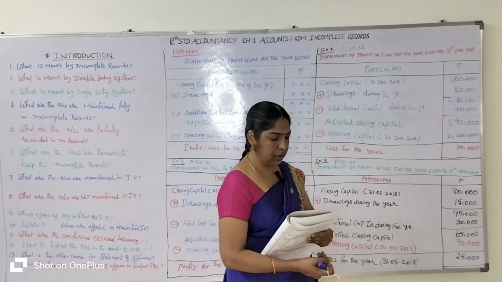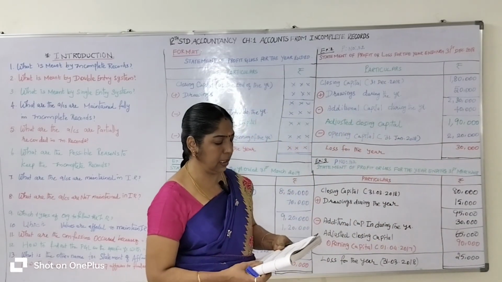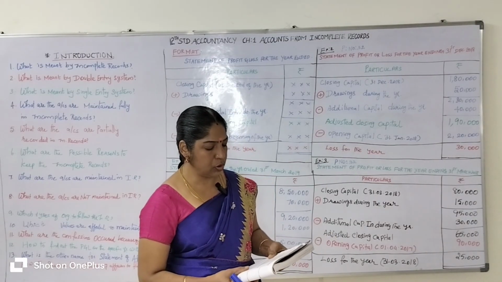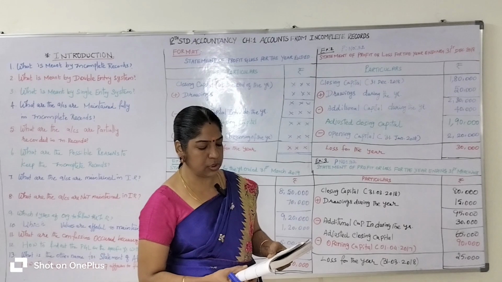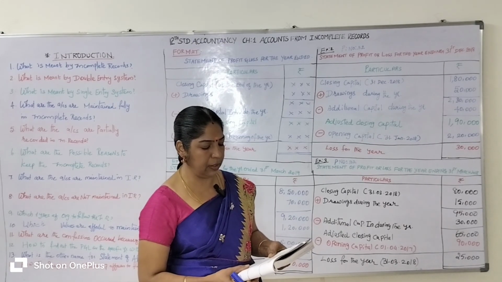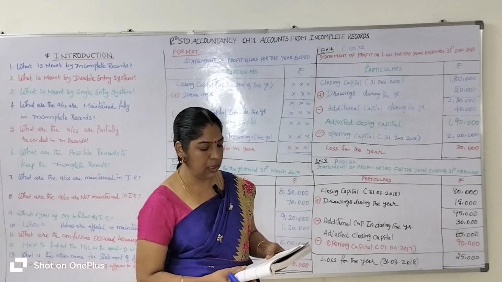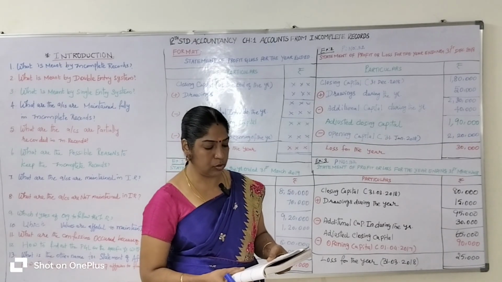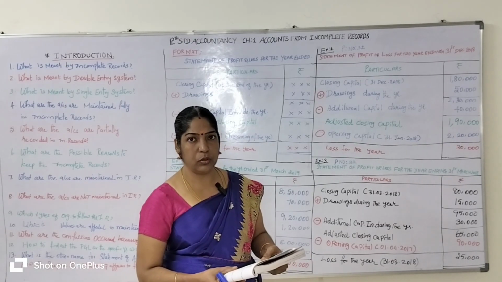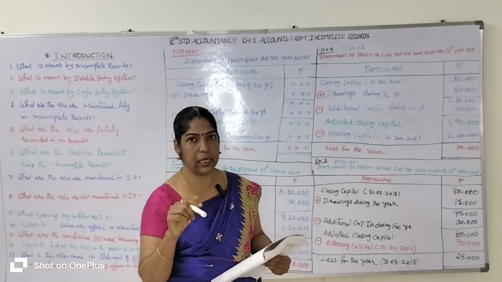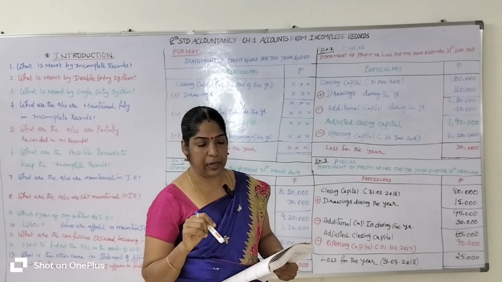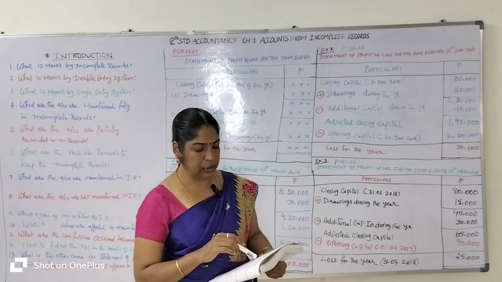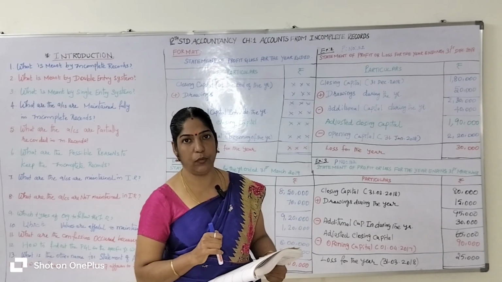Right? Come to the third exercise, sum number 3. From the following details, calculate the missing figure. Closing capital as on 31st March 2018 is 80,000 rupees. Additional capital introduced during the year 30,000 rupees. Drawings during the year 15,000. Opening capital as on 1/4/2017 is missing. What is the missing figure? Opening capital. Instead of that, they have given loss for the year ending 31st March 2018, 25,000 rupees.